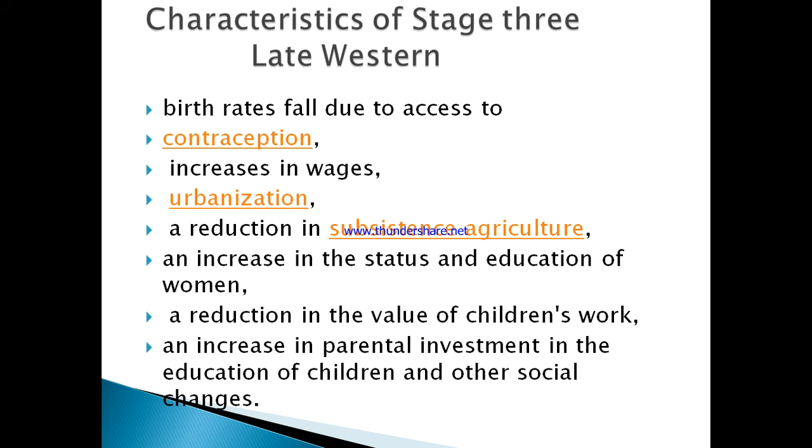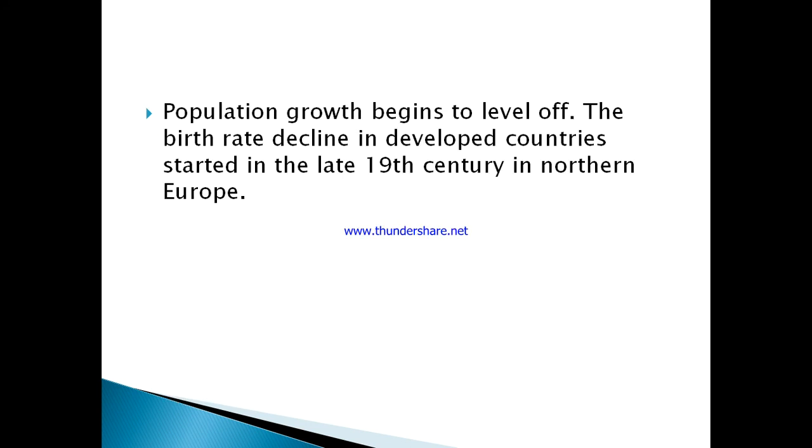Now, the characteristics of stage 3, the late western stage. Here we can see birth rates fall due to access to contraception, increase in wages, urbanization, a reduction in subsistence agriculture, an increase in the status and education of women, a reduction in the value of children's work, an increase in parental investment in the education of children, and other social changes. Population growth begins to level off.